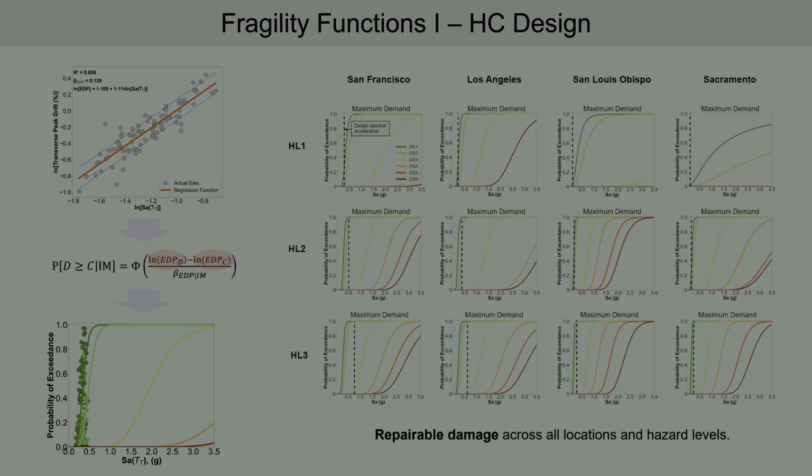Then based on these data, we derived the probabilistic demand models, and you see an example here for San Francisco. And then from this, using the data from our pushover analysis for the capacity and the median of the other plots for the demand, we could derive fragility functions. If you look at this summary of all the fragility functions, each column represents a location and each row represents a hazard level. So you can clearly see that we observe repairable damage across all locations and hazards.